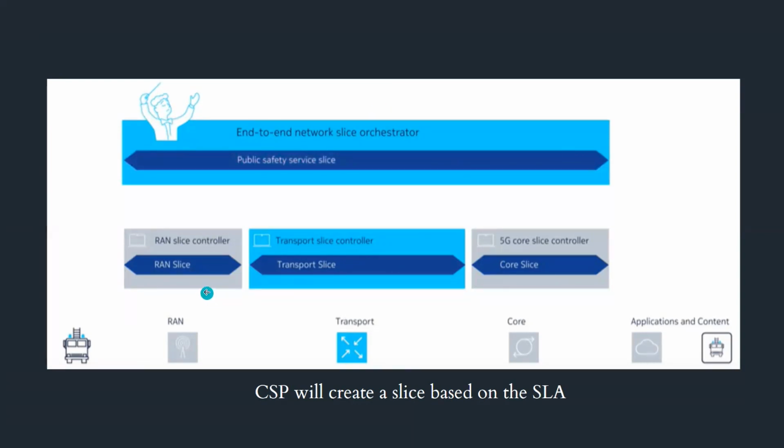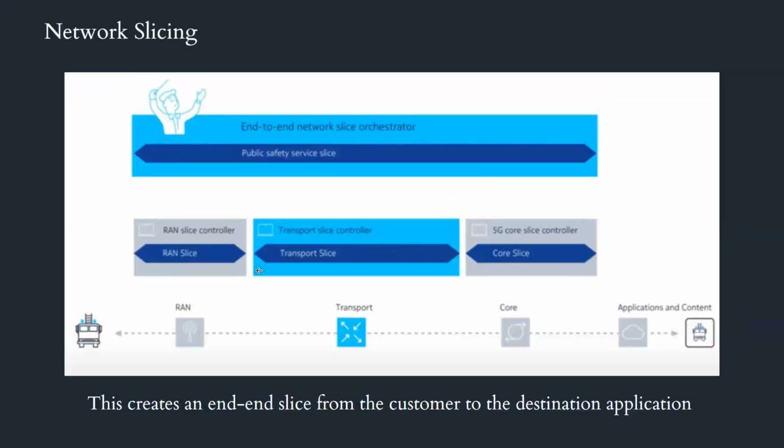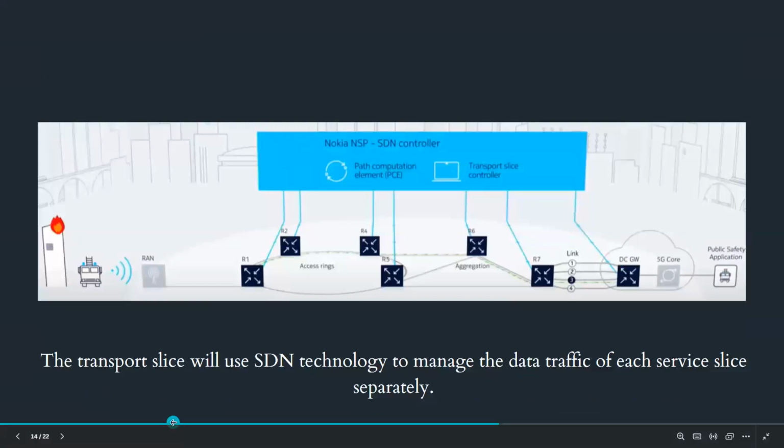So a network slice will be created by these three controllers: RAN slice controller, transport slice controller, and 5G core slice controller. So the slice will be created like this, and it will be controlled by the slice orchestrator. After that, the RAN slice controller will receive the data, and the data will be forwarded to the transport slice. Then the data will be forwarded to the 5G core slice.